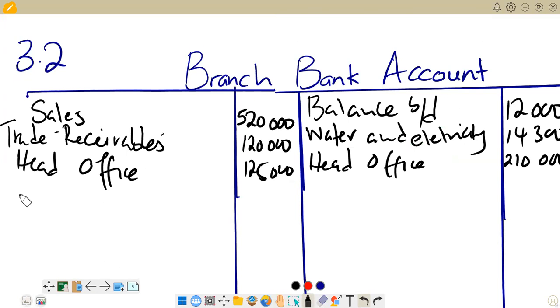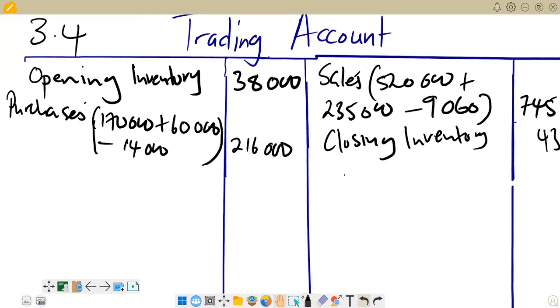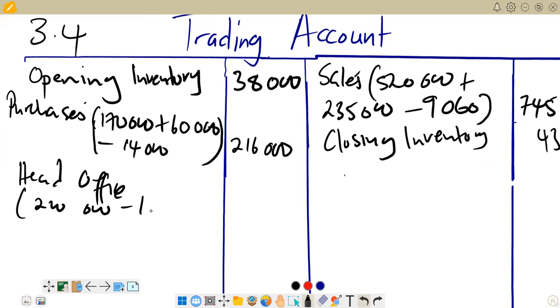We can just give a description that it's head office on the trading account. We are going to the trading account. So here we are. We can just give a description that is head office, and we just summarize the working in brackets. We say 200,000 minus 16,700, and we got 183,300. So this is what we have in terms of the trading account. So our trading account, we've entered everything that's supposed to be there. We can just close it.